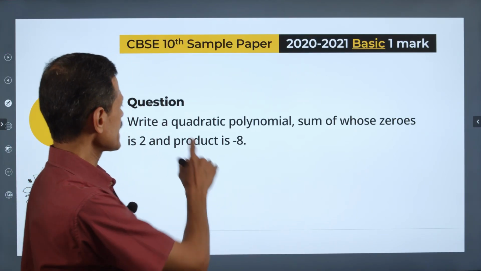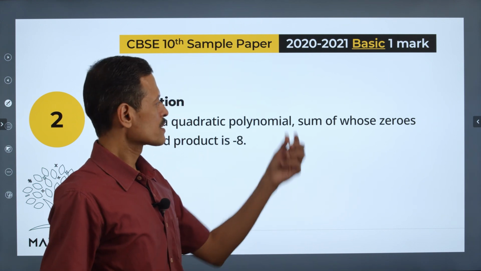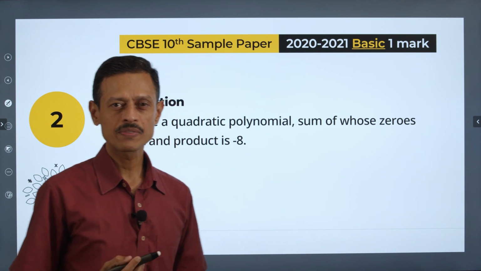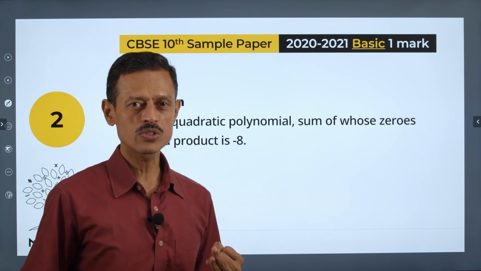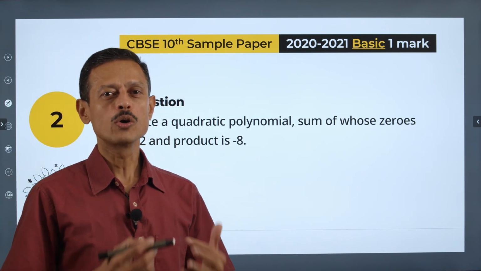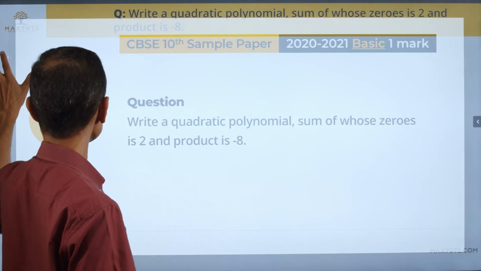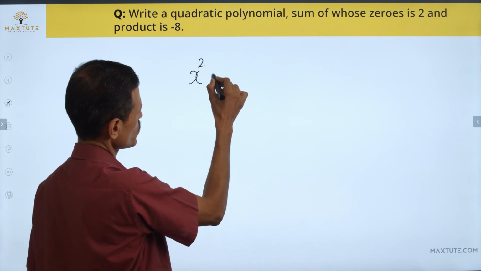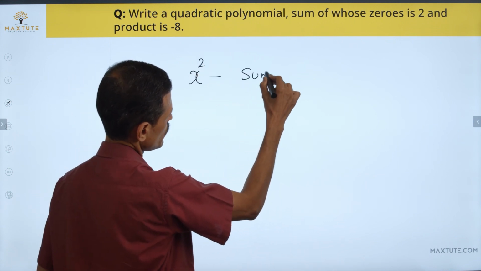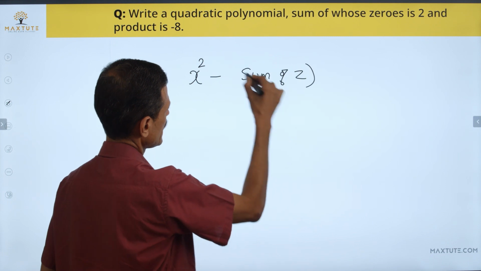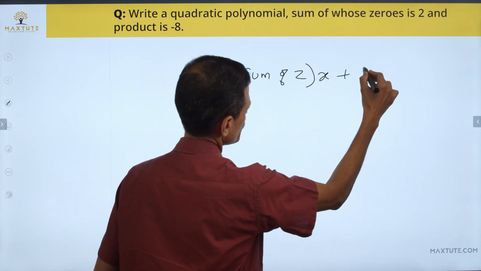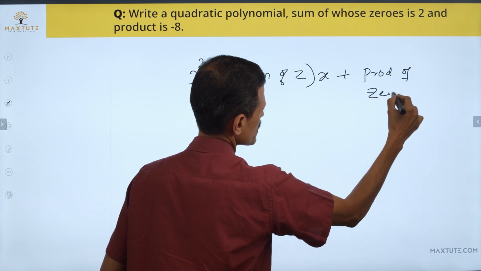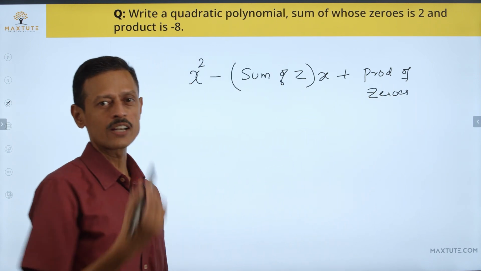Second question, write a quadratic polynomial, sum of whose zeros is 2 and product is minus 8. Sum of zeros given, product of zeros given, it's a quadratic polynomial. So, how do you write the polynomial? Basically it comes from this. A quadratic polynomial whose sum and product of zeros is known is x square minus sum of zeros times x plus product of zeros.